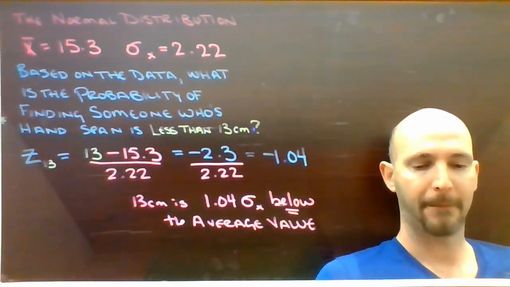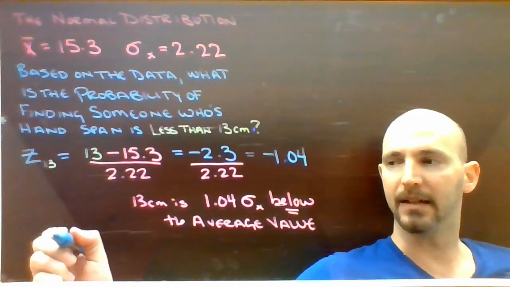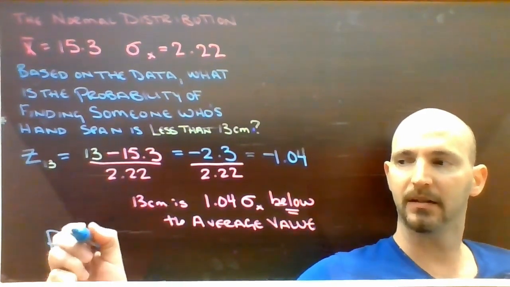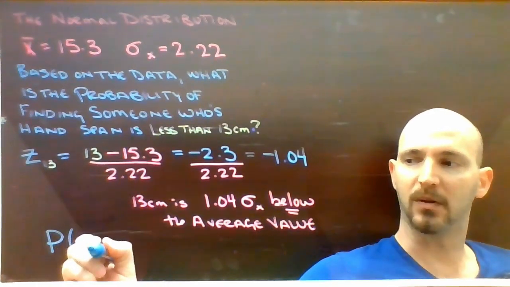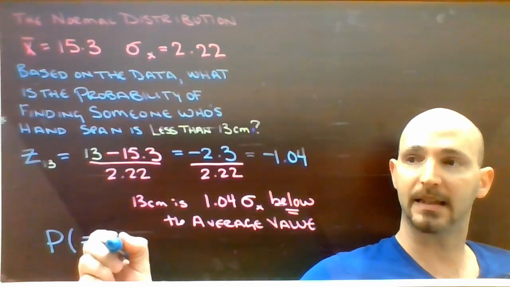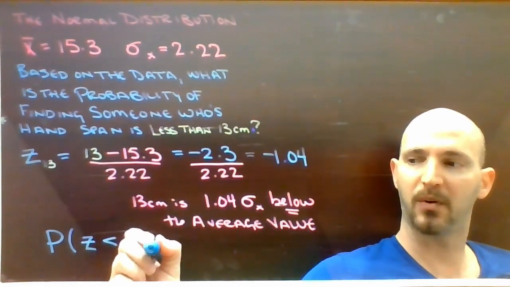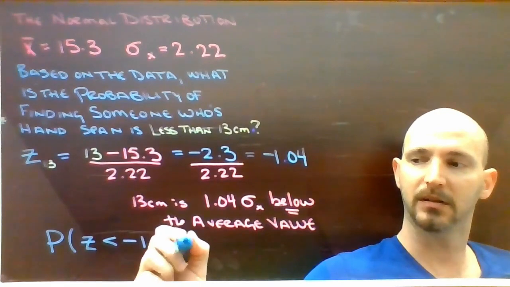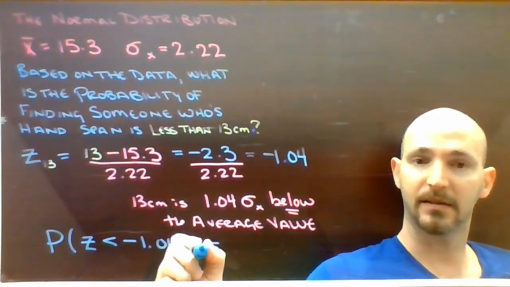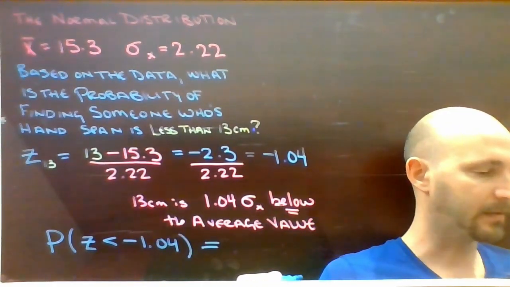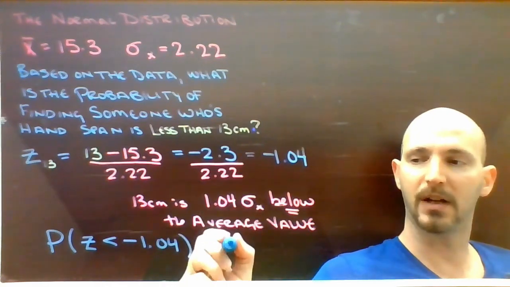0.1492. So the way you would write that is the probability of a z-score being less than negative 1.04 is, I have to look it up again, 0.1492.